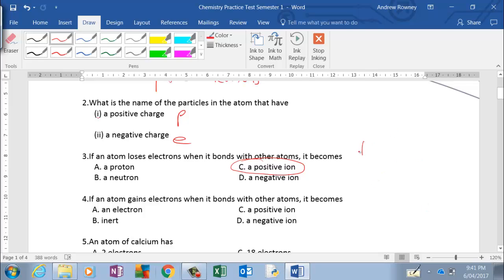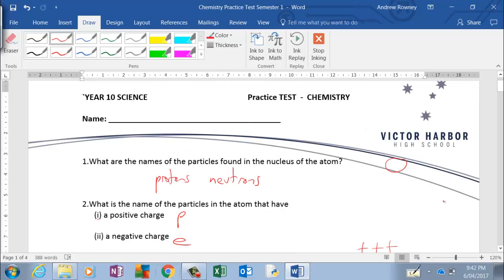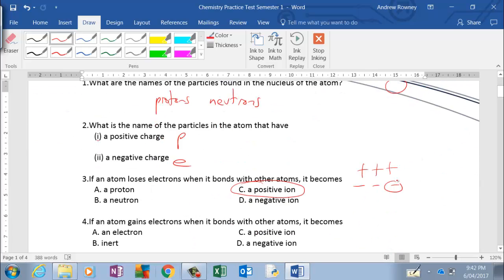It's a bit like if you've got plus, plus, plus, minus, minus, minus, that's neutral. If you lose one electron, then it'll be overall plus 1. If you lose 2 electrons, you'll be plus 2, because the plus and the minus counteract each other, and so you have an overall 2 positives if you lose 2 negatives.